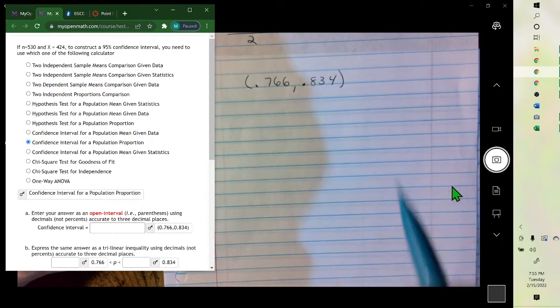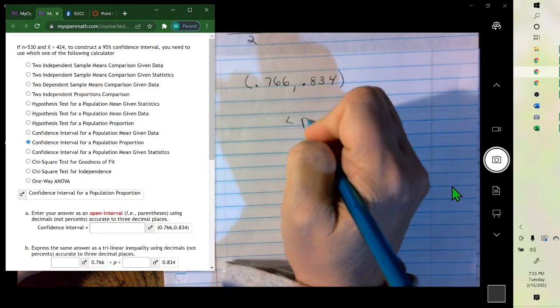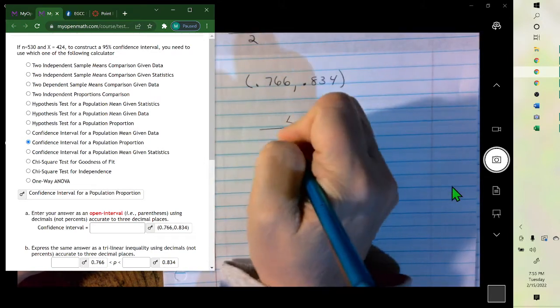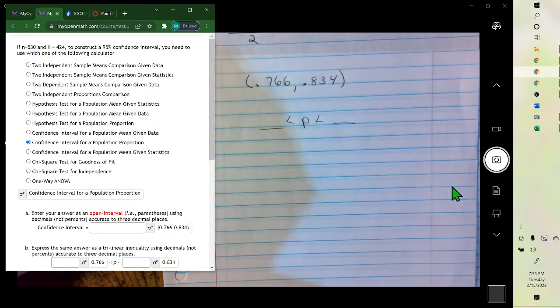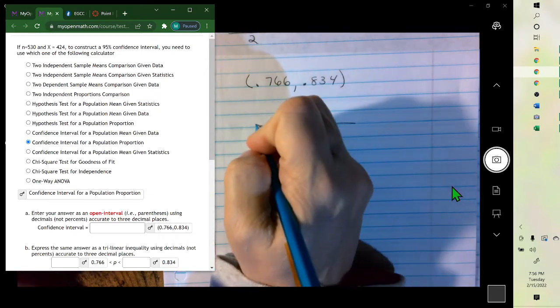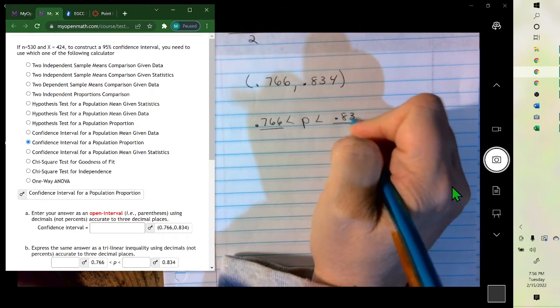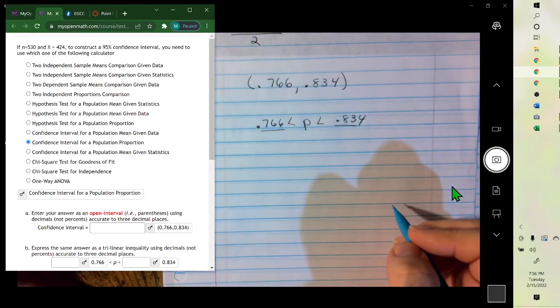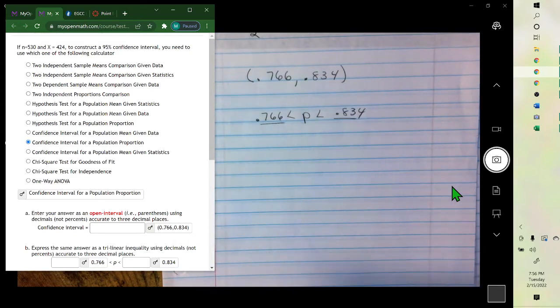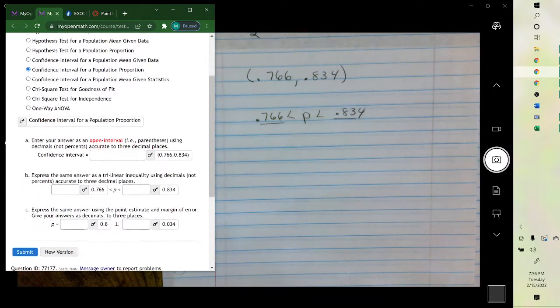Then they want it written as an inequality. You're just putting the proportion in between. And so it's the exact same numbers. Now for the last part, they want it as the plus or minus.